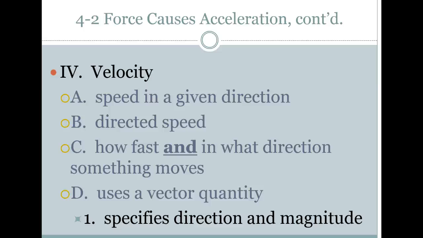Speed is a description of how fast an object moves. Velocity is how fast and in what direction it moves. So, a quantity such as velocity that specifies direction as well as magnitude is a vector quantity. Speed is scalar. Velocity is a vector quantity.